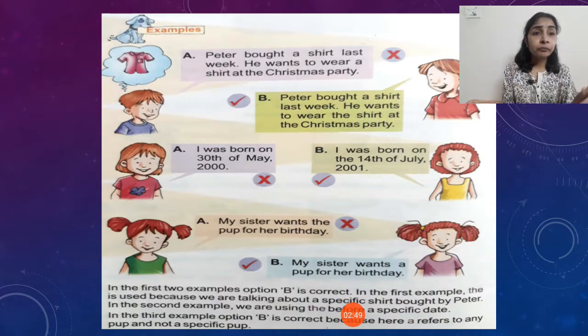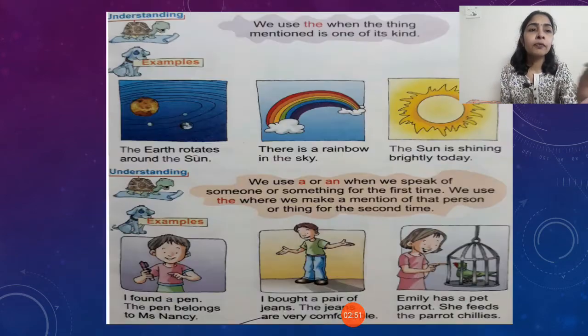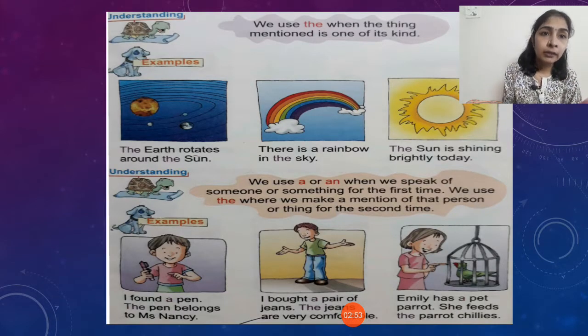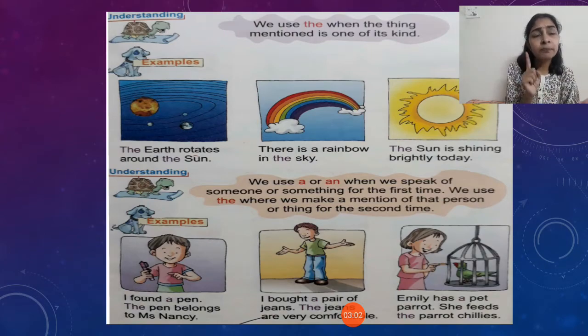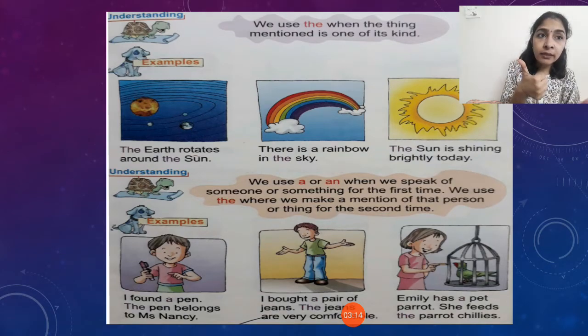Okay, so now let us go through the rules related to the use of articles. We use the when the thing mentioned is one of its kind. That means in the universe that thing is particular, one of its kind, then we use the before it. Like for universe also we use the universe. Okay, similarly the earth rotates round the sun. There is only one earth and there is only one sun. Okay, so we use the before both of them.